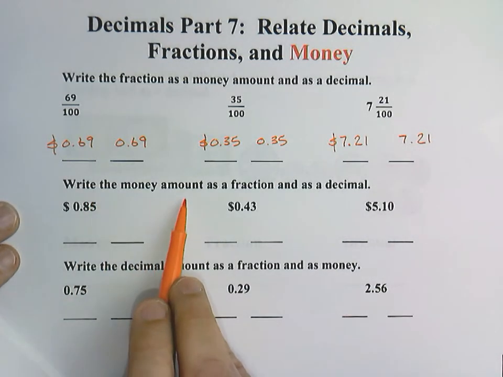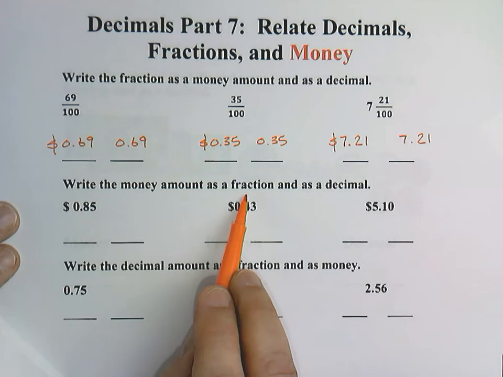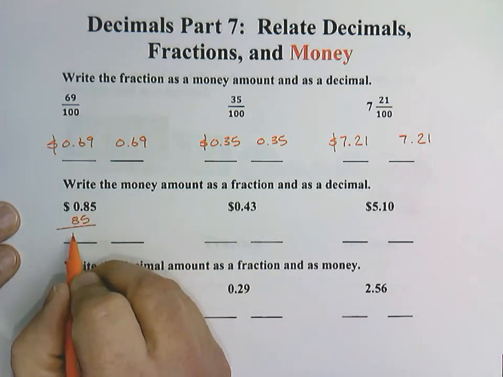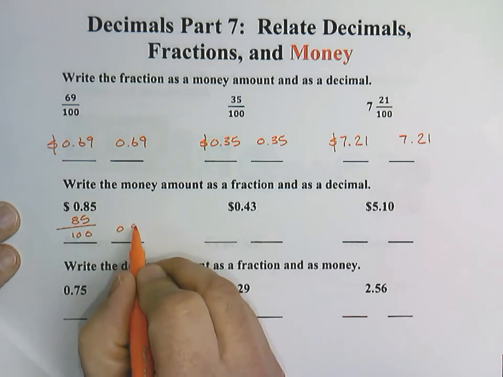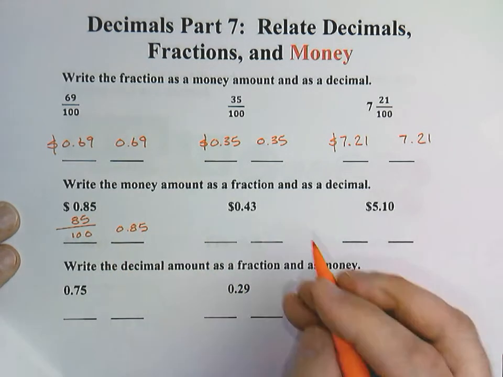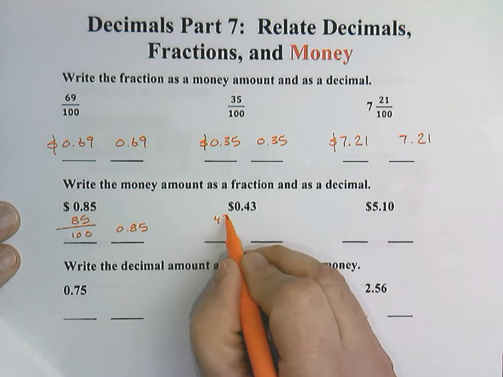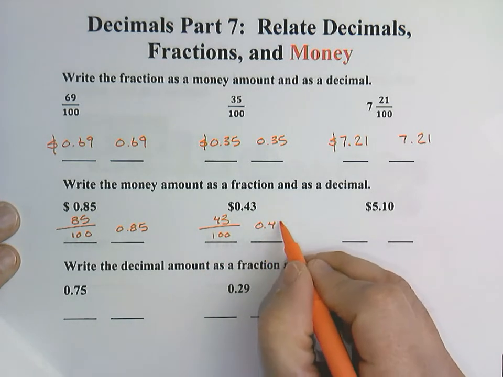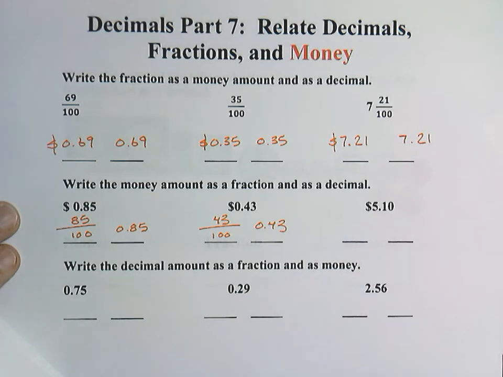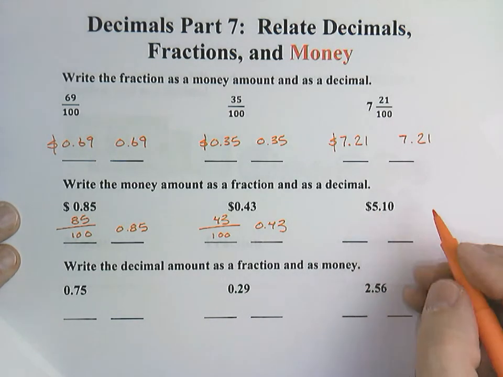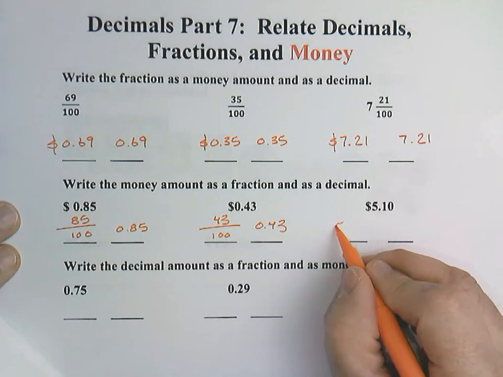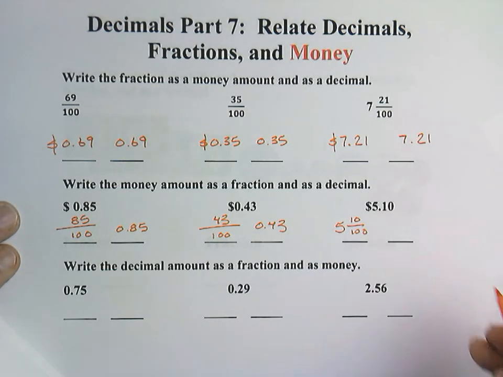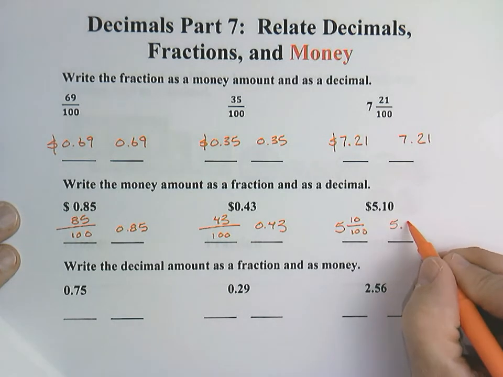Here we're writing the money amount. This is money, and we're writing that as a fraction and decimal. 85 cents would be 85/100. In decimal form, 85 hundredths. 43 cents would be 43/100. And in decimal form, also 43 hundredths. The mixed number of $5.10 would be 5 and 10 hundredths in fraction form, and in decimal form, 5 and 10 hundredths.